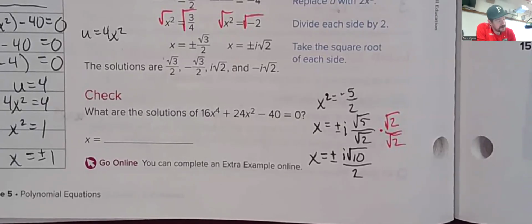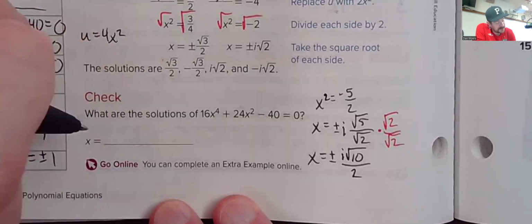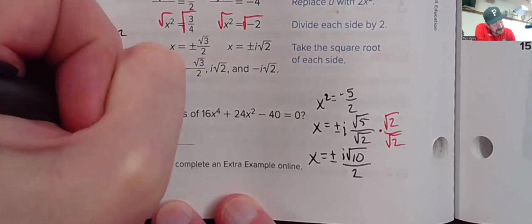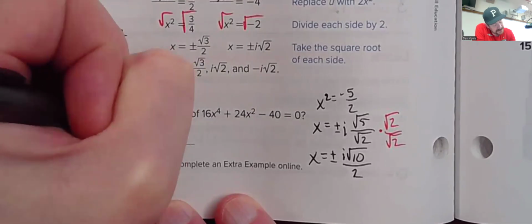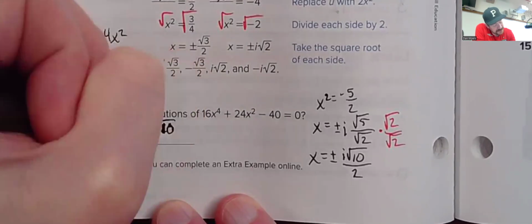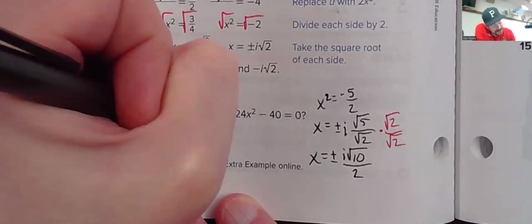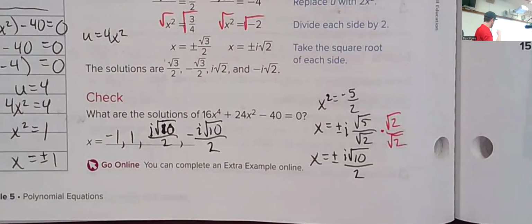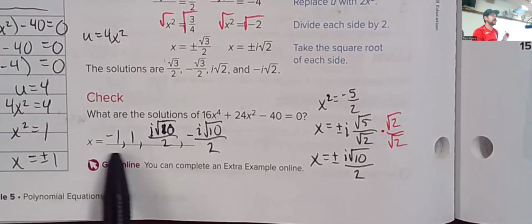So we're going to have negative 1. We're going to have 1. We're going to have i root 10 over 2. And we're going to have negative i root 10 over 2. So once again, we have two real intercepts on the x-axis. One at negative 1, one at positive 1.